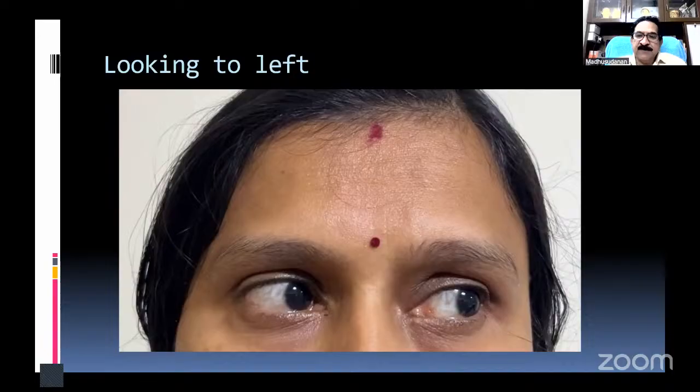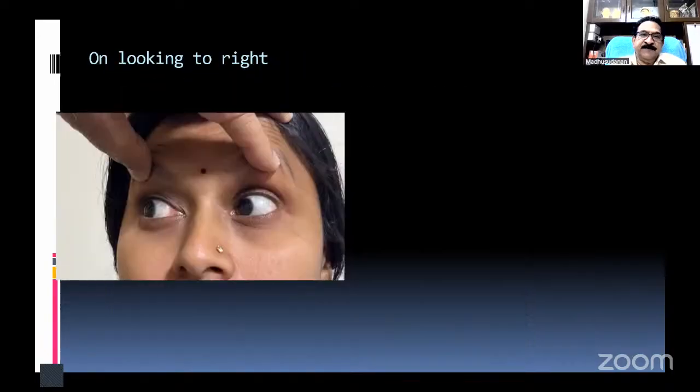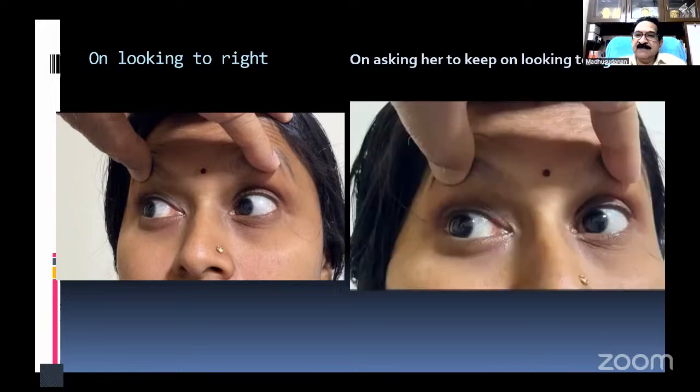Then this is on looking to the left side. And this is on looking to the right side, immediately. It is almost parallel only, no disconjugation. But ask her to keep on looking to the right side. It appears slightly some adduction failure was observed. Not very convincing. That's the thing observed.